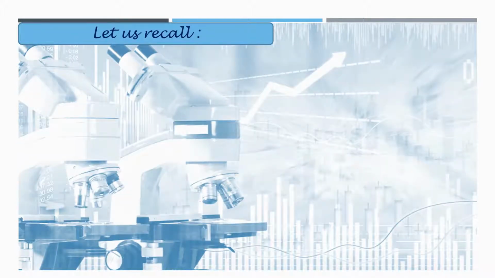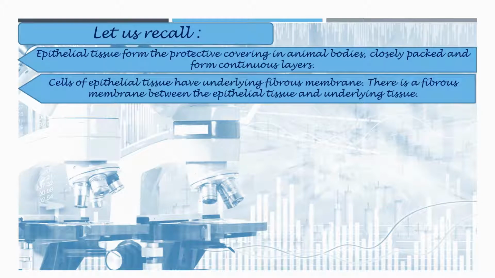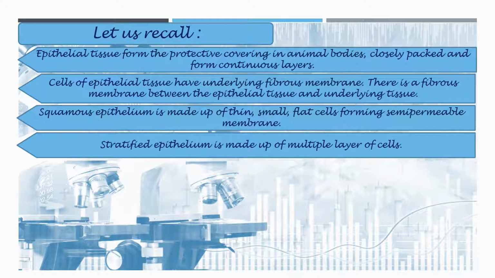Now we studied epithelial tissue. Epithelial tissue forms the protective covering of animal bodies. The cells are closely packed and form continuous layers. Also, there is a fibrous membrane between the epithelial tissue and the underlying tissue. Squamous epithelium is made up of thin, small, flat cells forming a semi-permeable membrane. Stratified epithelium is made up of multiple layers of cells.